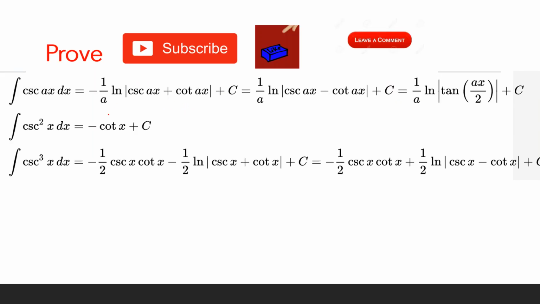So today we are proving these three integrations corresponding to cosecant x.